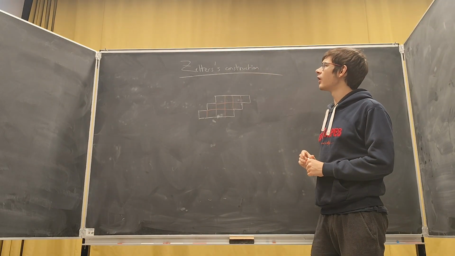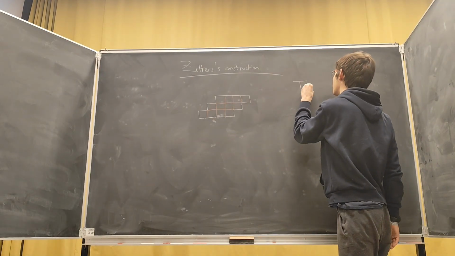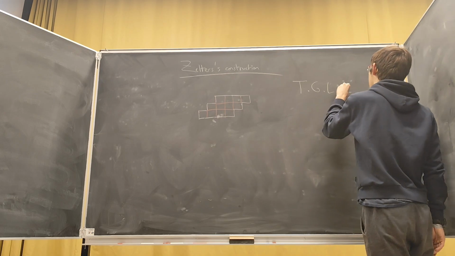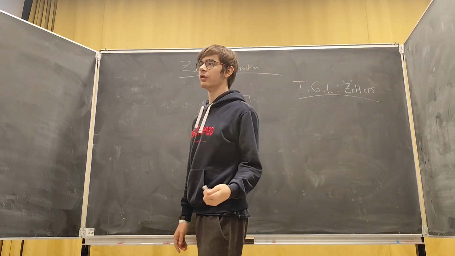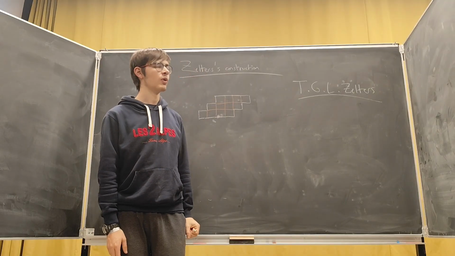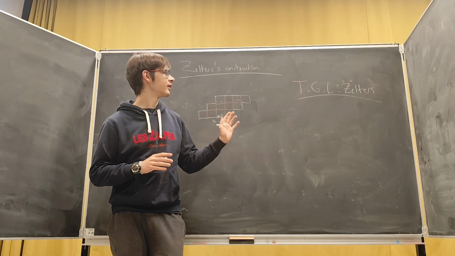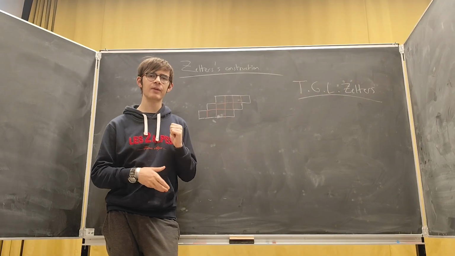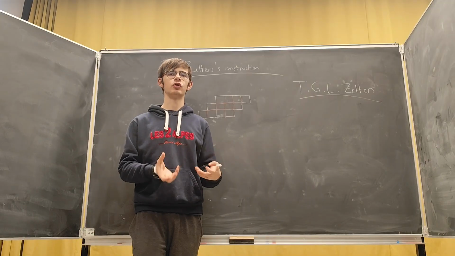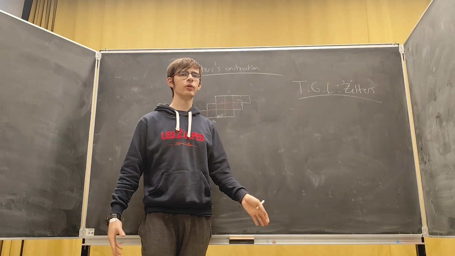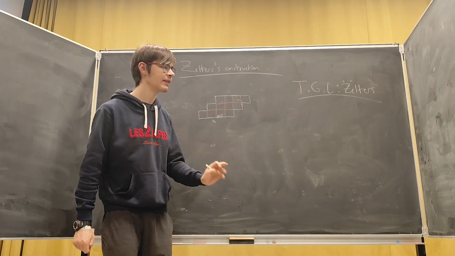So this proof was done by Zetters. T-G-L Zetters. Even though this is not his actual name, he was writing under a pseudonym. Okay, and his idea is instead of doing a simple pairing, basically we're going to add some flexibility to the strategy, and after we've played a couple of flexible moves we will be able to finish the strategy with a pairing. Okay, so what do I mean by that?